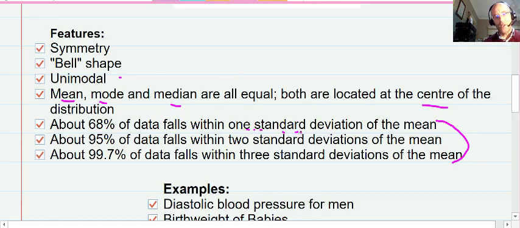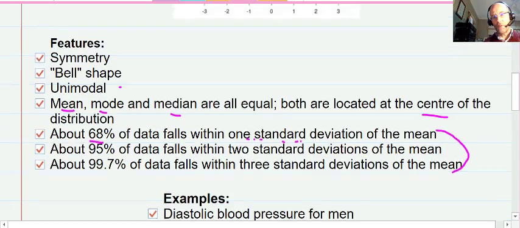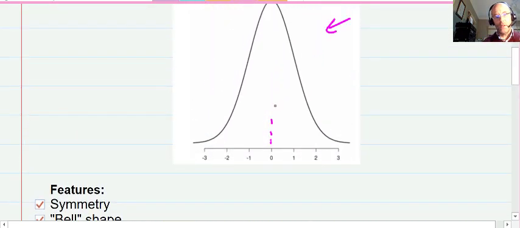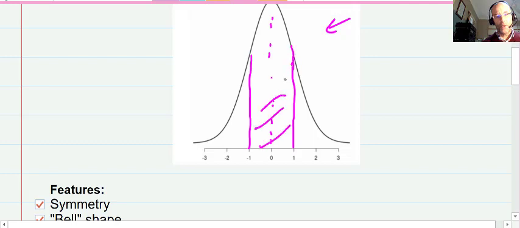And in future videos we're going to be looking at this, but if we look at a standard deviation as one standard measurement of distribution, about 68% of the data falls within one standard deviation of the mean. So remember, the mean is in the center and one standard deviation either side will contain 68% of the data. So 68% of the scores will be in there.